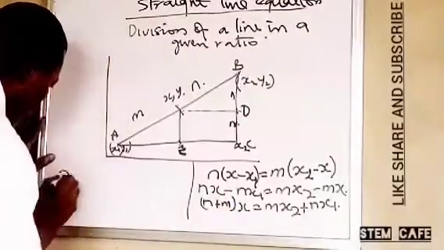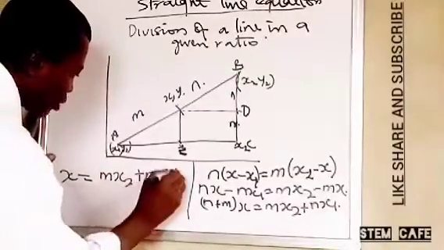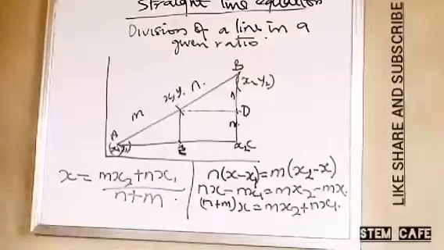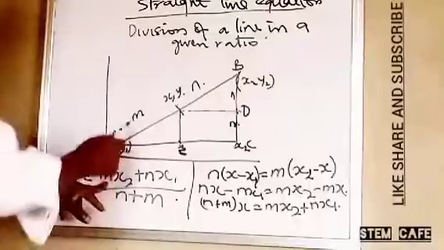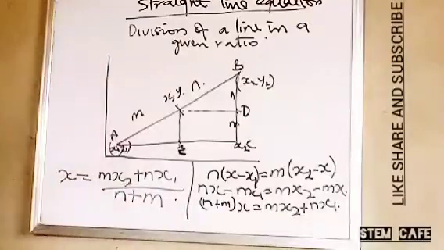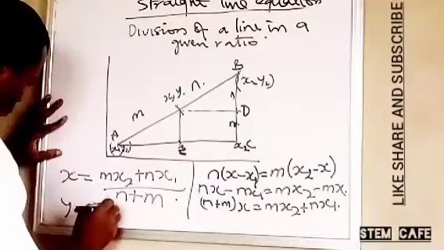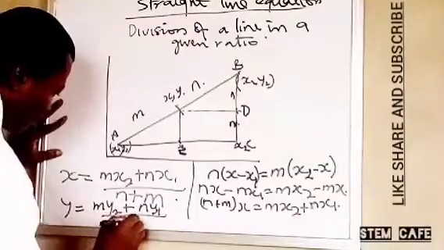Therefore x will be equal to mx2 plus nx1 over m plus n. Normally this is referred to as internal division of a straight line. So you multiply the second point by m and the first point by n, you sum it over the sum of the ratios. That's the x. In the same vein, y will be equal to my2 plus ny1 over m plus n.